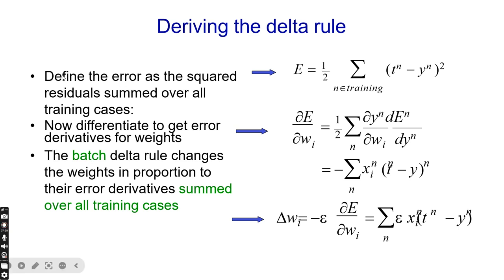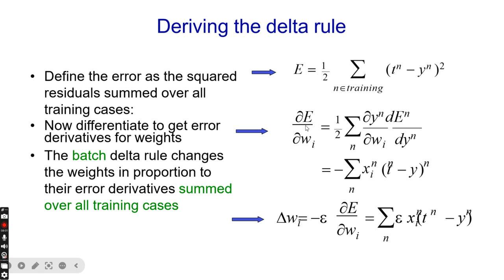Yes. See here, this is the derivation of the delta rule. What does the delta rule say? In the delta rule, we are identifying the error rate, and based on the error rate, we are adjusting the weight. Okay. So this is deriving the delta rule.